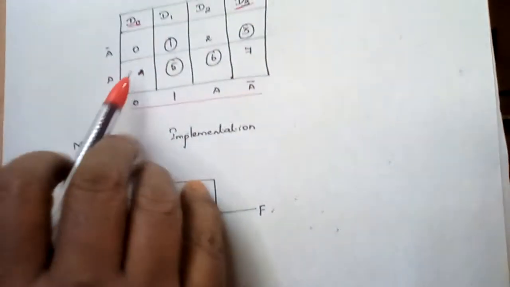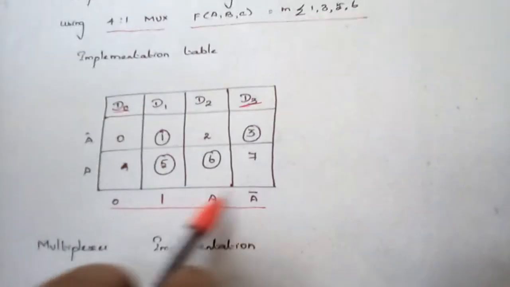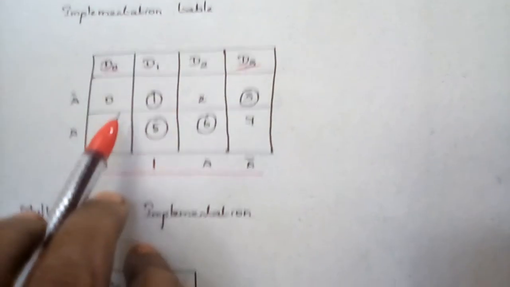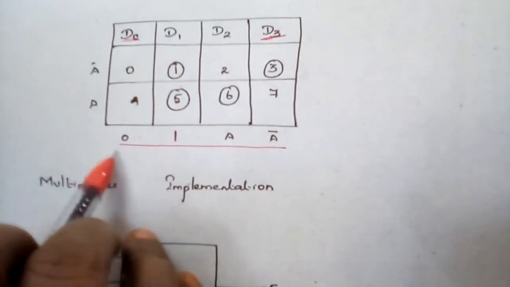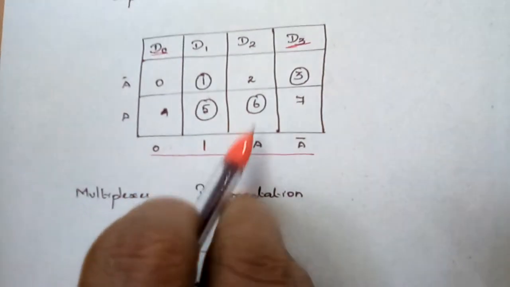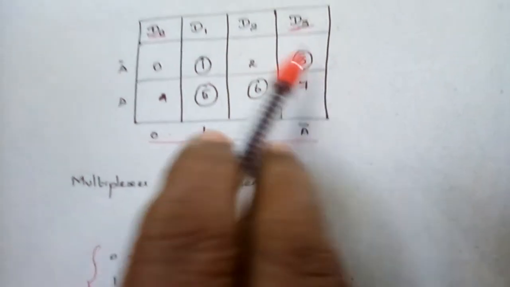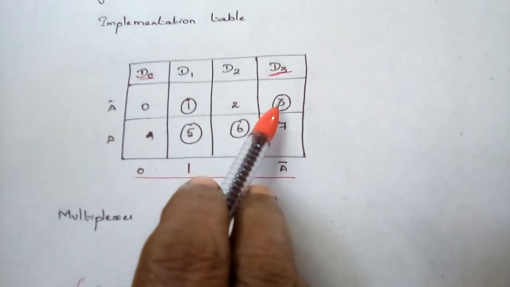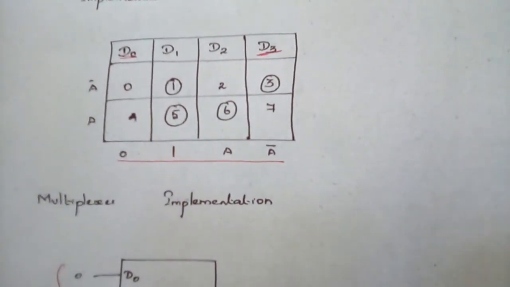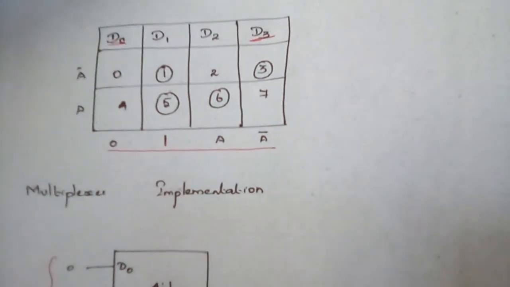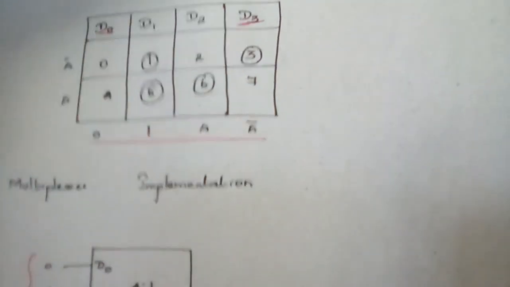I repeat the logic once again. Encircle the terms given in the function in the provided implementation table. If both the terms are selected, we have to provide this as 1. If neither term is selected, we provide a 0. If any one of the terms is selected in the lower row of the table, consider this as A. If any one of the terms is selected in the upper row of the table, consider this as A bar. So this is one kind of implementation for the multiplexer. Here the function is given directly, with the function terms provided as 1, 3, 5 and 6.